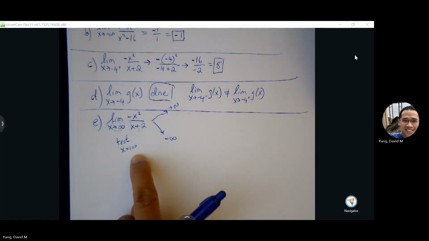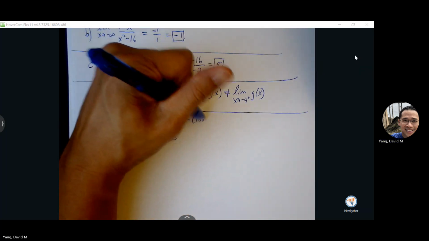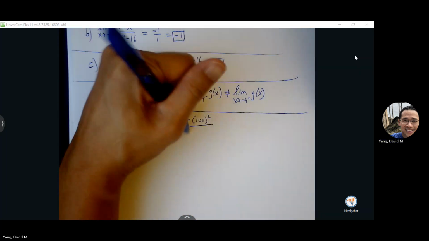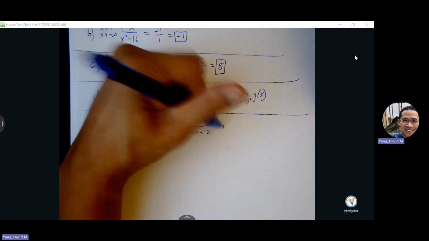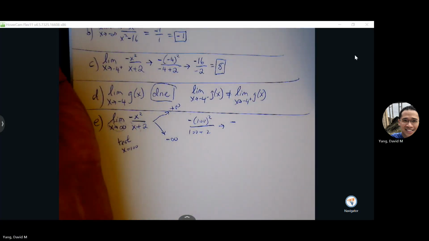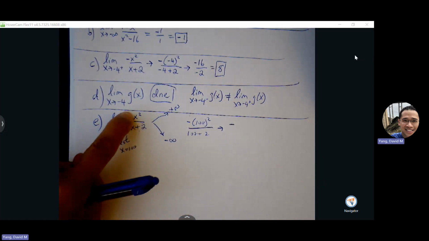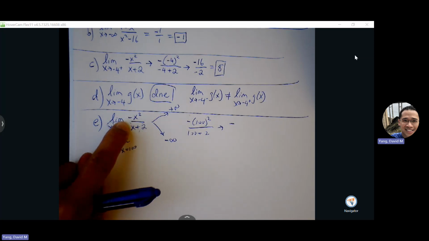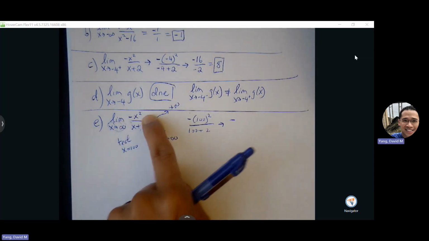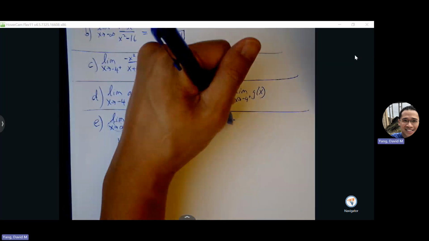All right, so 100 in for x. Numerator, we get negative. The reason why is because the negative is outside the x. So we get 100 squared first, and then the negative tags along. The negative is not getting squared, just the x is. So negative over a positive.